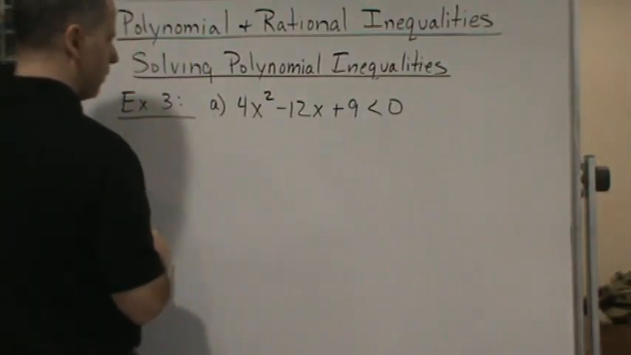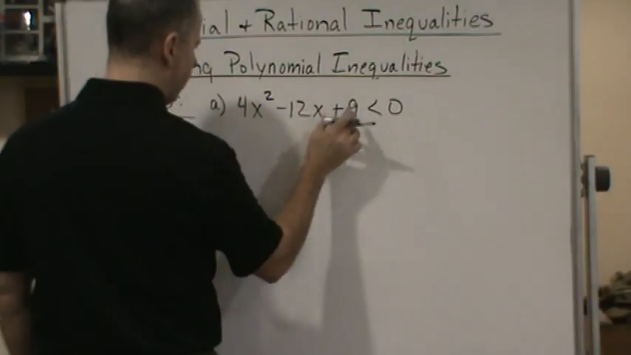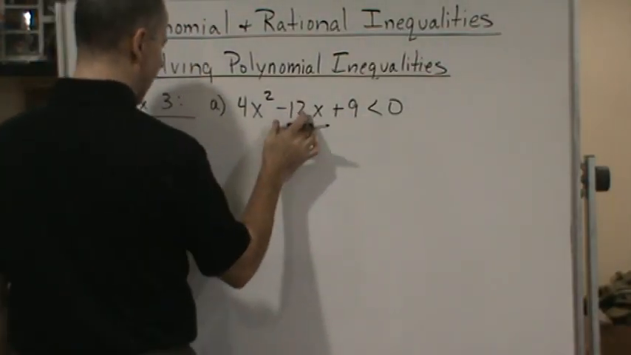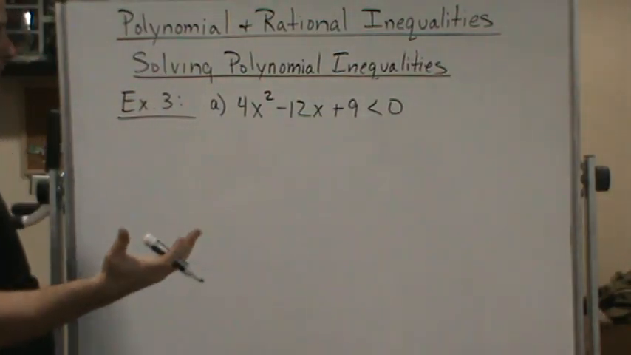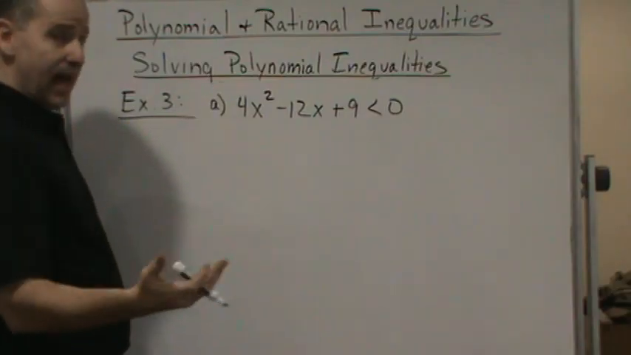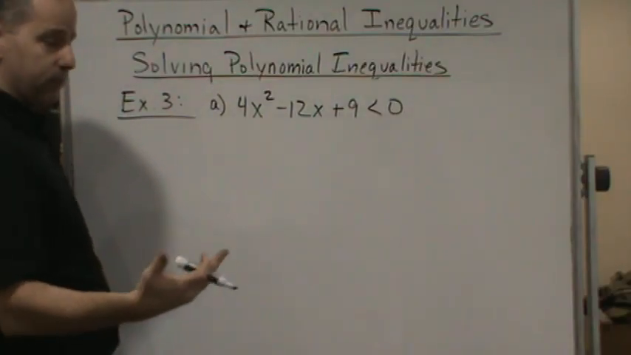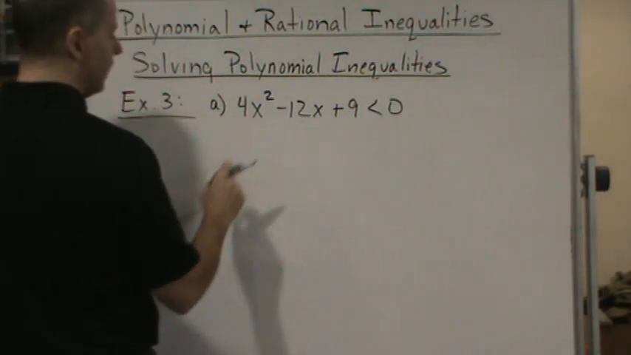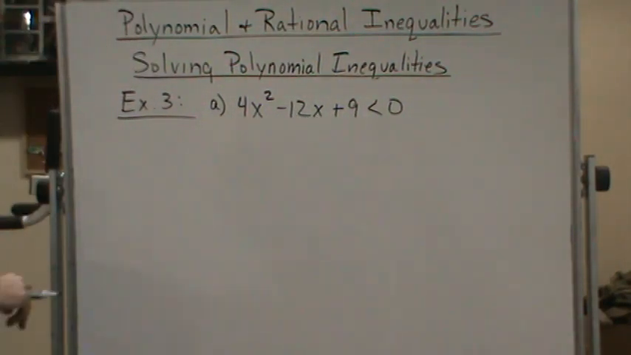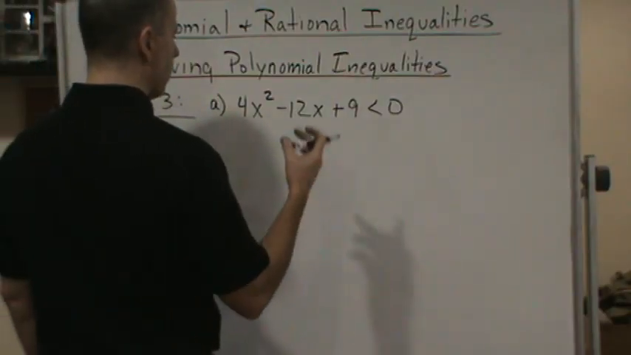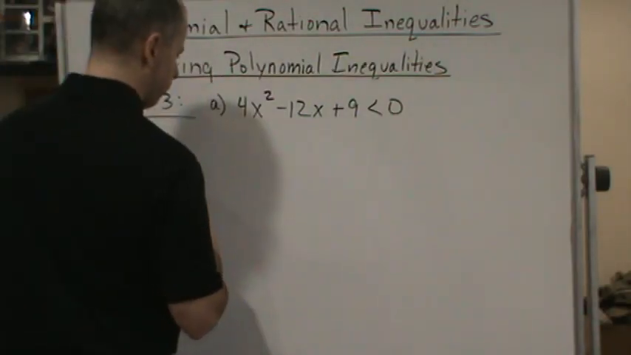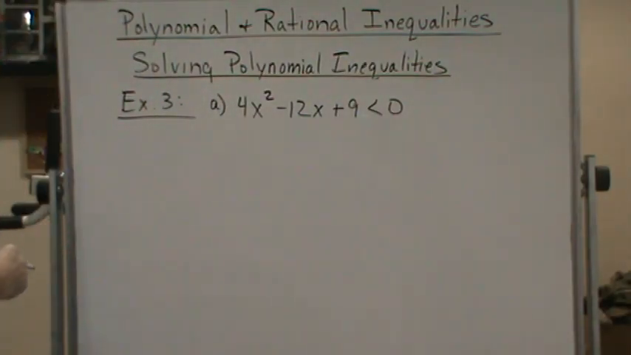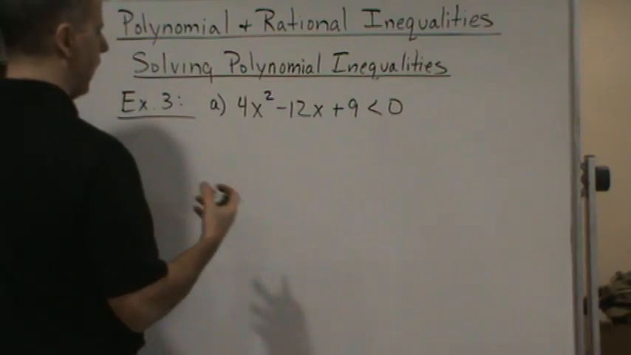So if we use the AC method, that's 36. So we want 2 factors of 36 that will add to a negative 12. Now the fact that our AC is positive means that the signs of the factors have to be both the same. And the fact that we have a negative middle term tells us that they both have to be negative. So we want 2 negative factors of 36 that will give us negative 12. Okay? And in this case here, what are 2 factors that will do it?